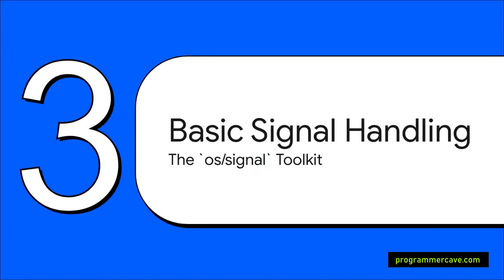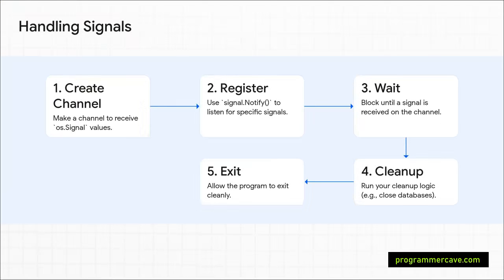Well, the standard library gives us everything we need right in the os/signal package. Let's take a look at how to use it. It really boils down to a simple 5-step recipe. First, you create a channel that can receive these OS signals. Second, you tell the signal package, hey, listen for these specific signals and send them to my channel. Third, you make your program wait until a signal actually arrives. Once it does, you run your cleanup code. And finally, you let the program exit. It's a really clean and effective pattern.